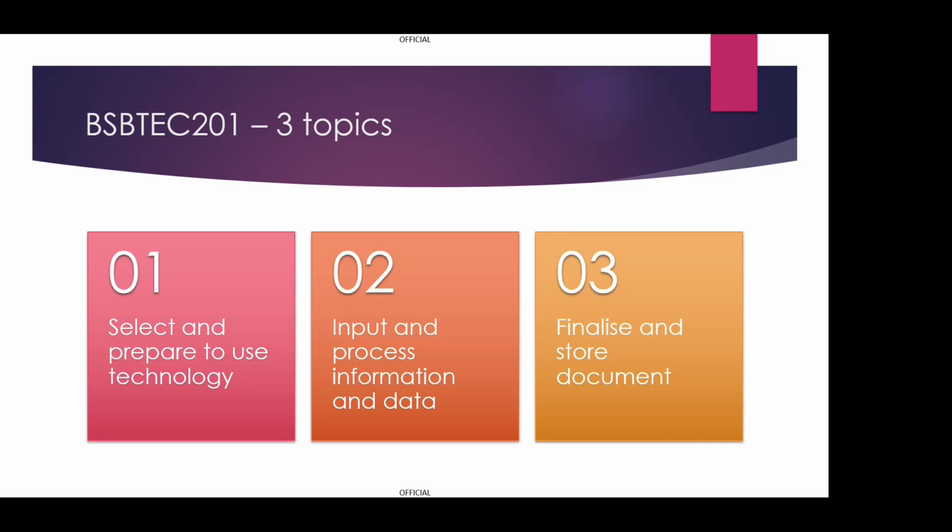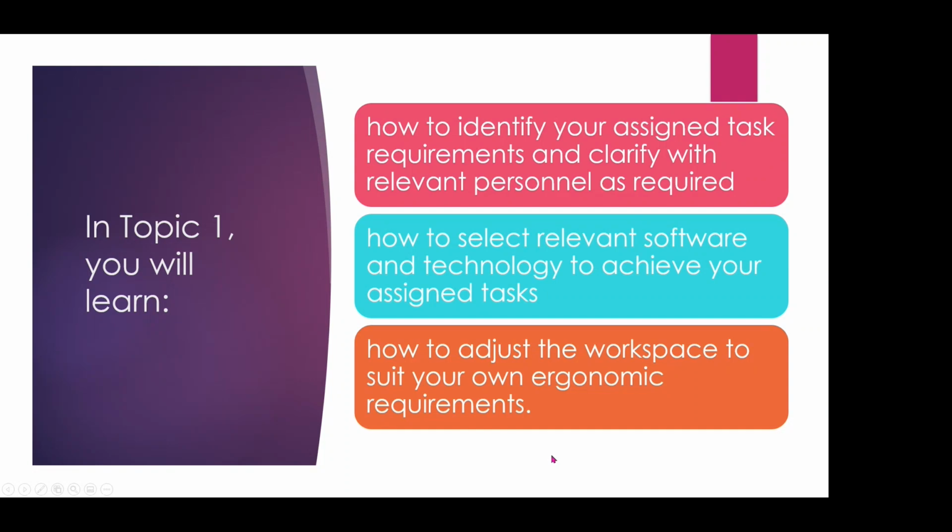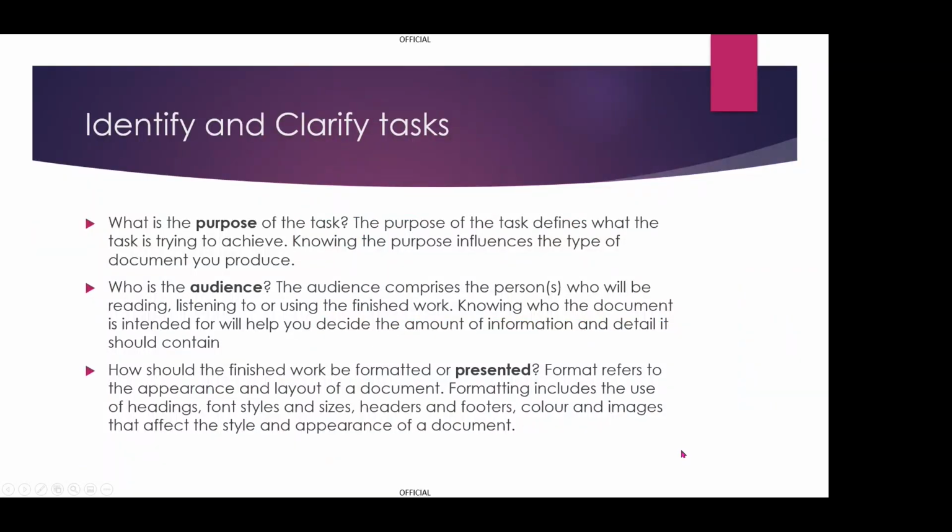BSB Tech has 3 different topics. It talks about selecting and preparing to use technology, the input process, and input and process information and data, and then finalize and store your documents. So topic 1 is selecting and preparing to use technology. And in this topic, we're going to talk about how to identify your assigned task requirements and clarify with relevant personnel as required, how to select relevant software and technology to achieve your assigned tasks, and how to adjust the workspace to suit your ergonomic requirements.